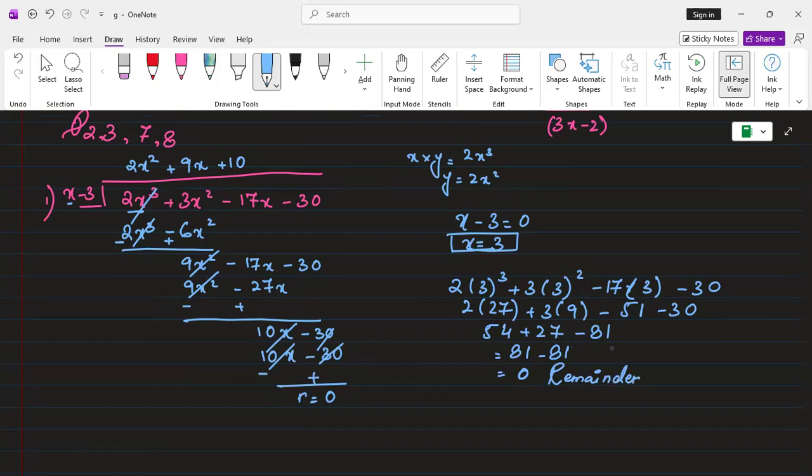So yeah, if the question just asks you to find out the remainder, you won't be applying this long division method. You will simply substitute the value and find out what is the answer that is coming out. If the answer is zero, that means there is no remainder. If the answer is any value other than zero, the given value would be your remainder.